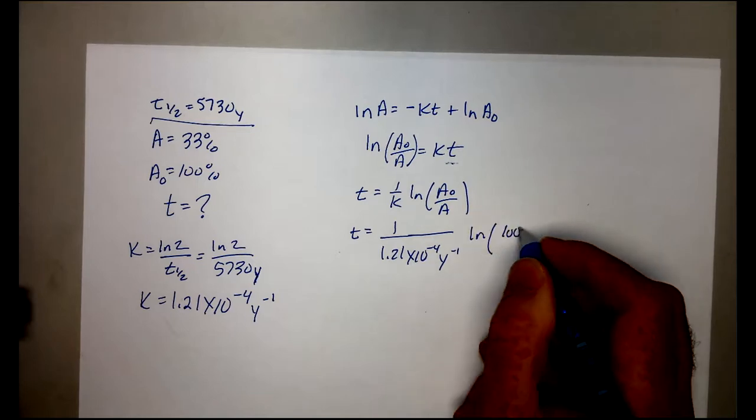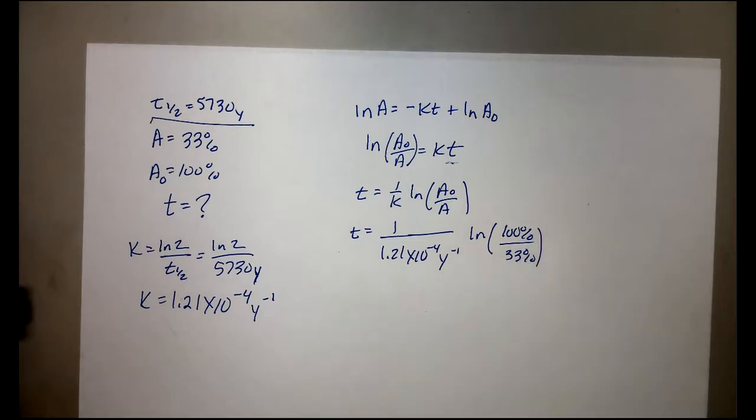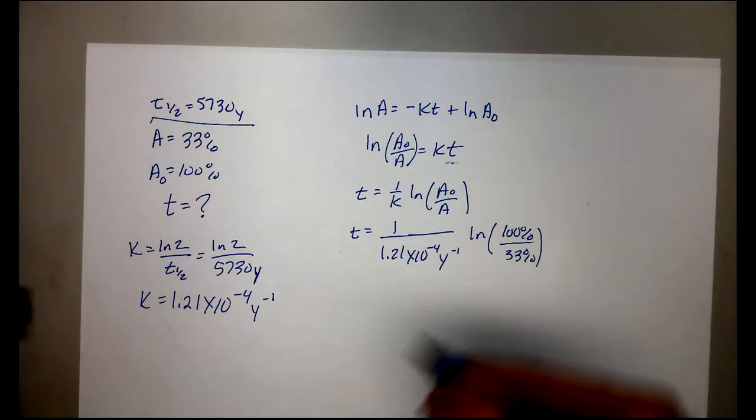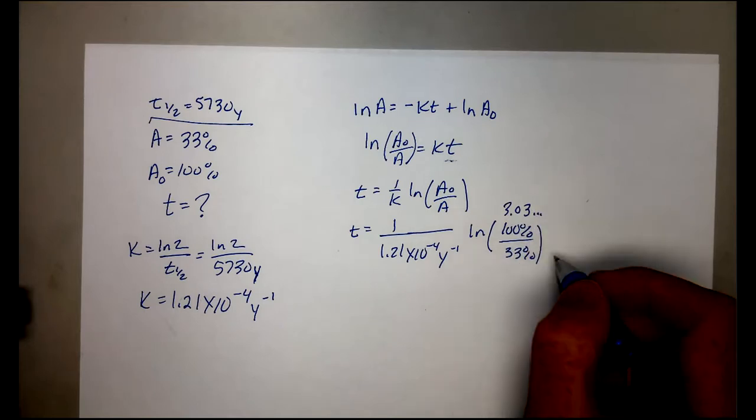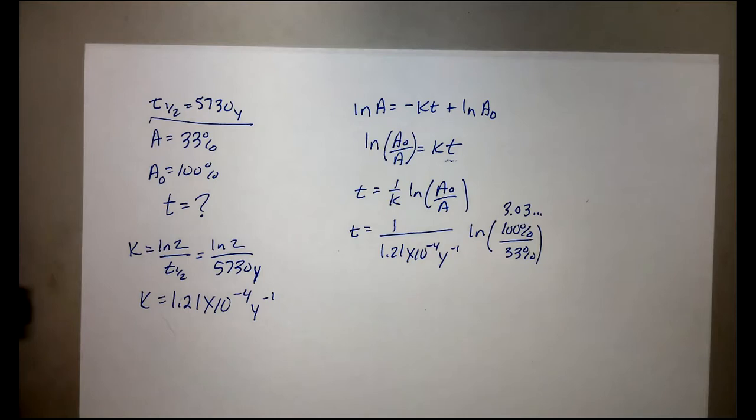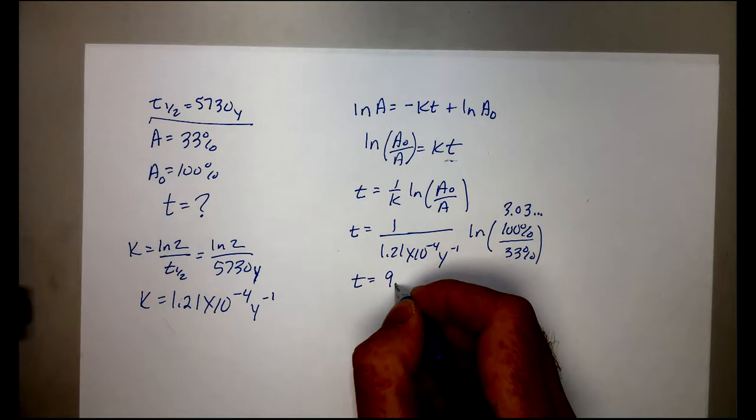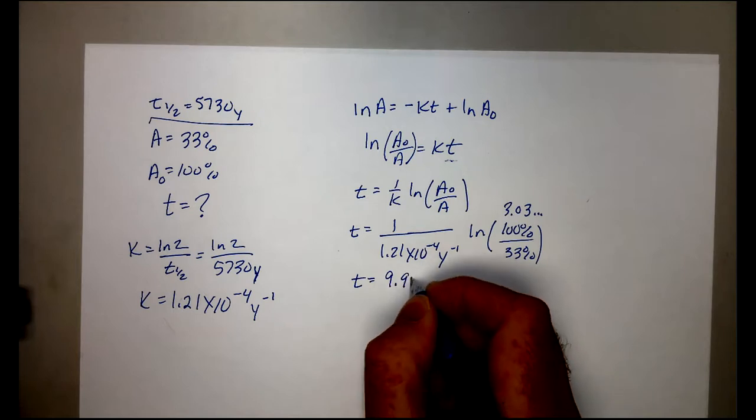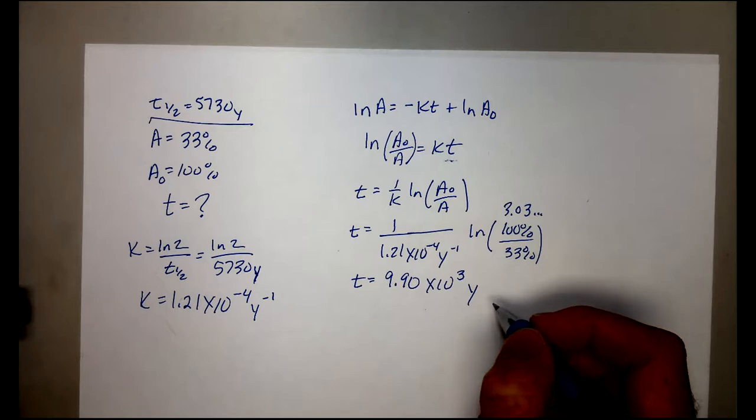And so we got 100% divided by 33%. And so 100 divided by 33 is going to be 3.03, etc. We're going to take the natural log of that number. And then essentially we're dividing by 1.21 times 10 to the negative fourth. So that time is going to be 9.90, going to 3 sig figs, times 10 to the third years. So not quite 10,000 years, but close.